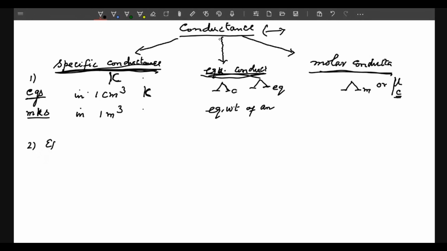Second, effect of concentration. What would be the effect of concentration on the specific conductance, on the equivalent conductance, and what would be the effect on the molar conductance? What do you mean by specific conductance? It is the conductivity of the ions present in 1 cc of the solution. And the conductivity depends upon three important parameters. What are the three important parameters?